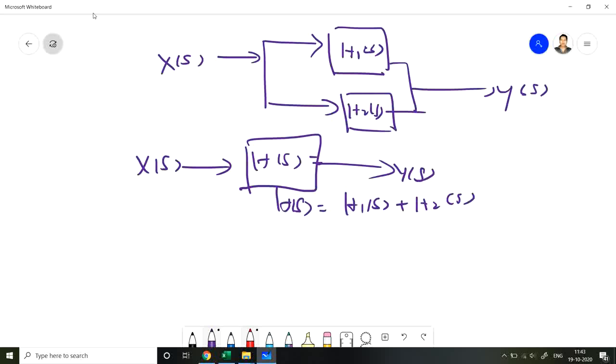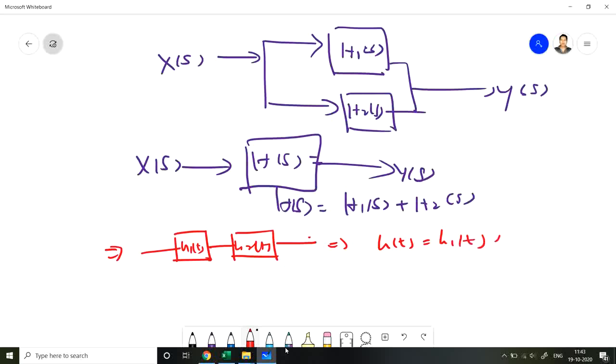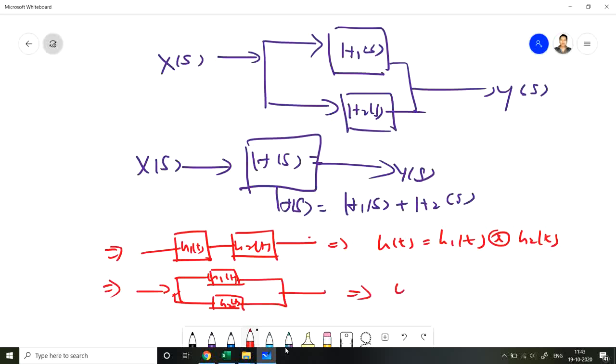So this is our system in S domain, and in the previous slide the system in time domain. So what is the conclusion? If two systems are in cascade, then the overall system h(t) is h1(t) convolution with h2(t), and if two systems are connected in parallel, then the system response is h1(t) plus h2(t).